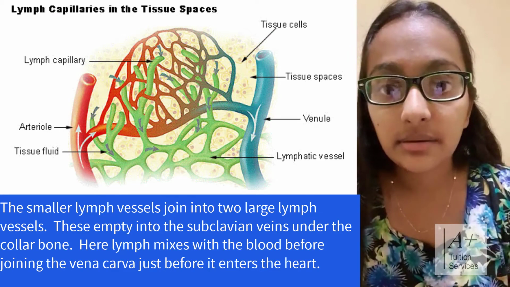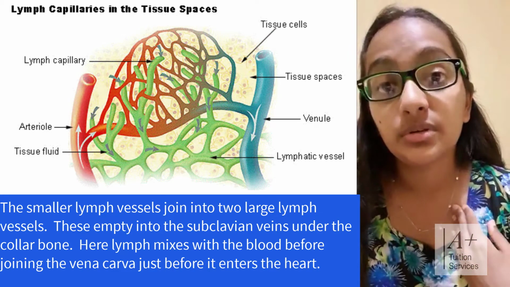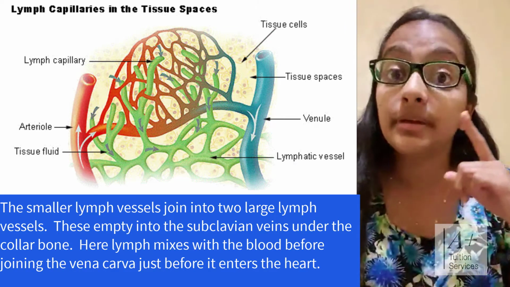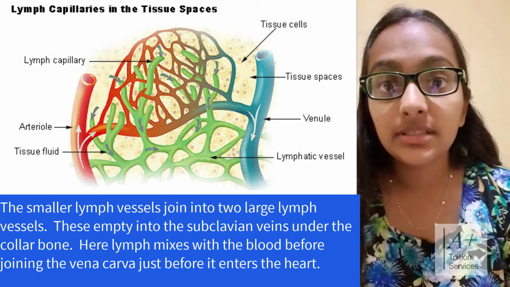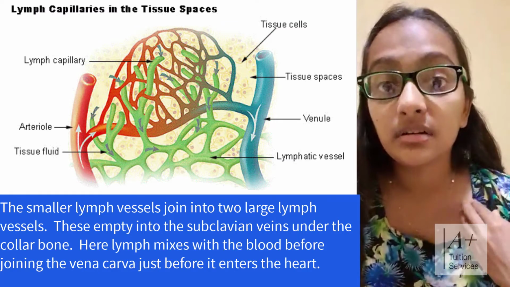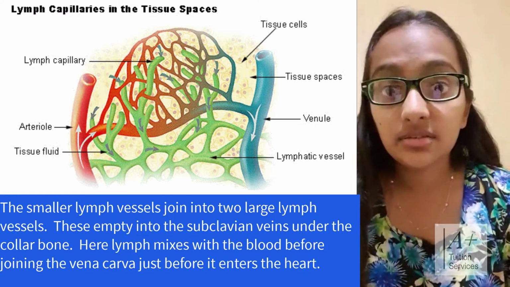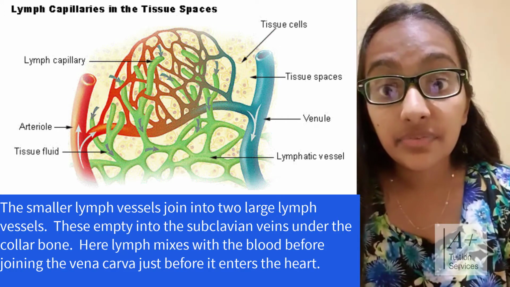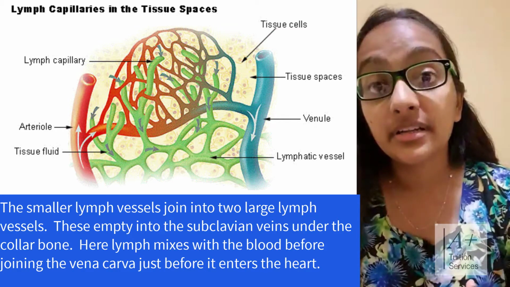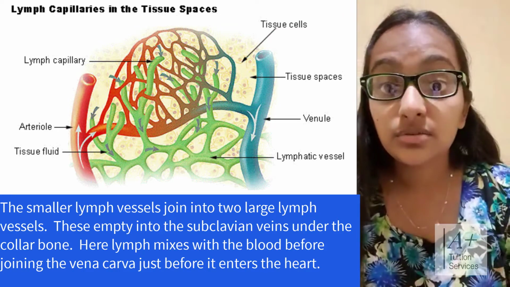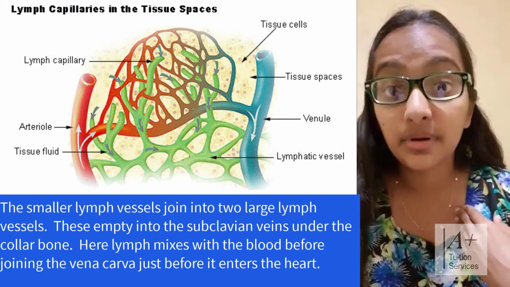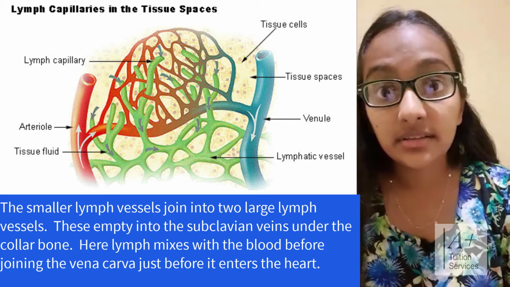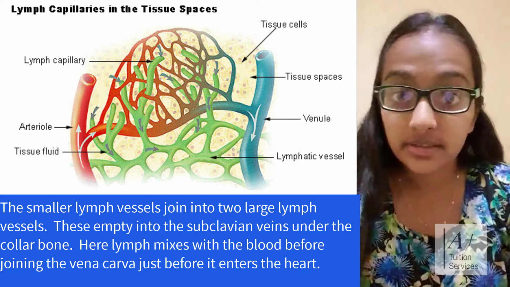Again, this happens when the small lymph vessels join into two large lymph vessels. So small lymph vessels join to make large lymph vessels, and these empty into the subclavian vein just under the collarbones. Here now the lymph mixes with the blood before joining the vena cava. The vena cava is a big vessel carrying deoxygenated blood to your heart. So the lymph mixes with the blood before joining that big vessel, just before entering the heart to be pumped and waste to be excreted.